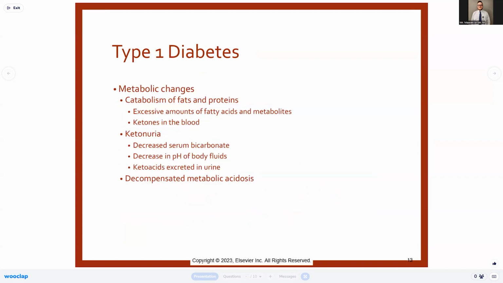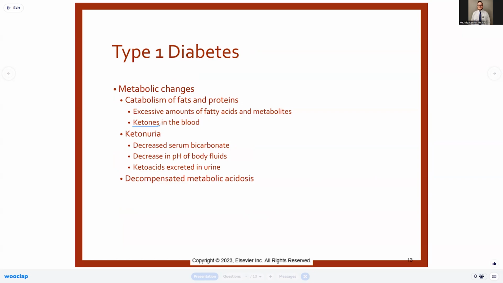So back to type 1, it's all about early onset, childhood, adolescence, and a lot of metabolic changes associated with that, because type 1 diabetics don't make insulin. They tend to suffer from a different type of metabolism where they metabolize their fats and their proteins because they have so much sugar, they can't utilize all that sugar. And this metabolizing of fat and proteins to use for energy over sugar creates these things called ketones. So ketones are an acid component.